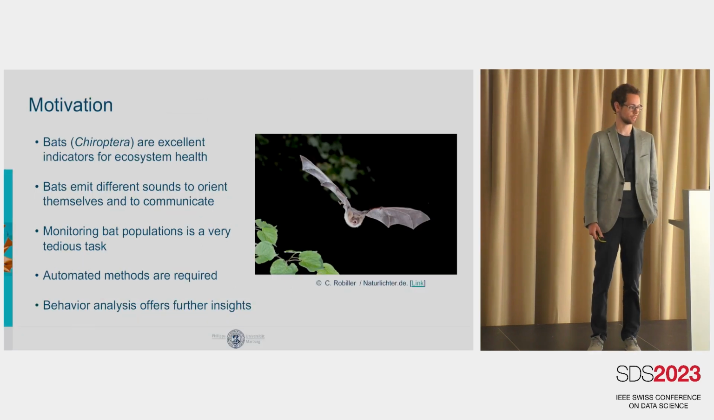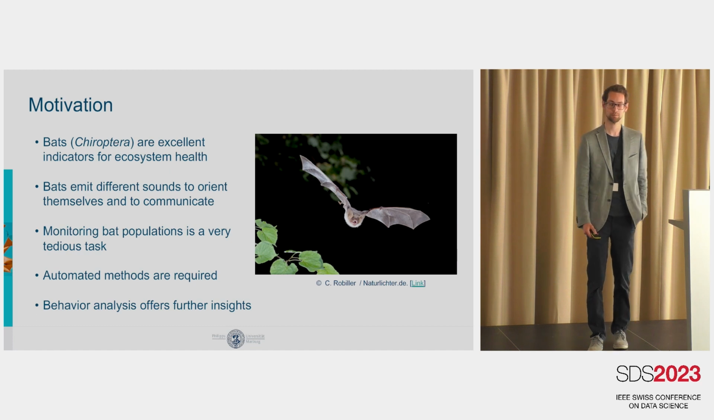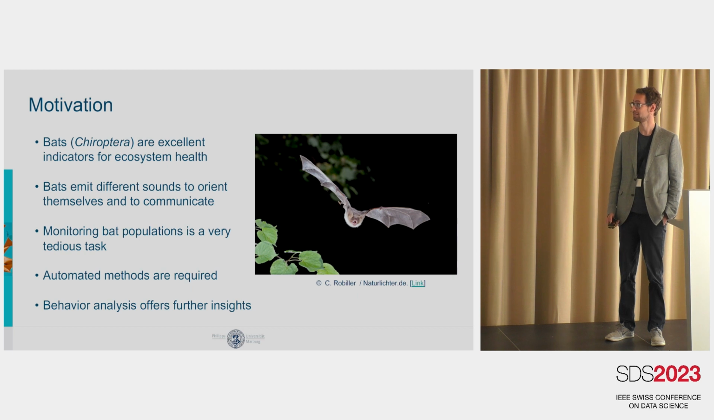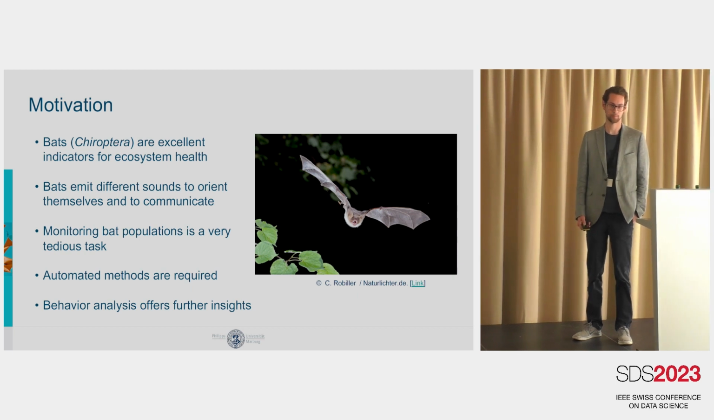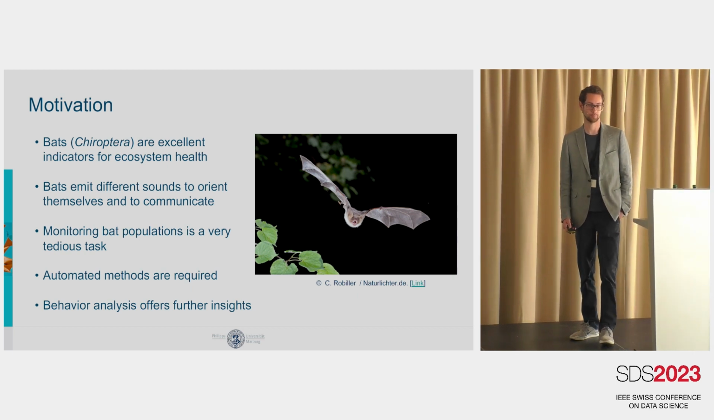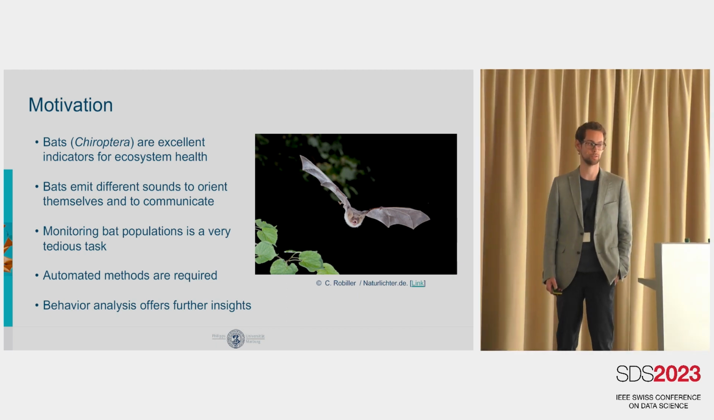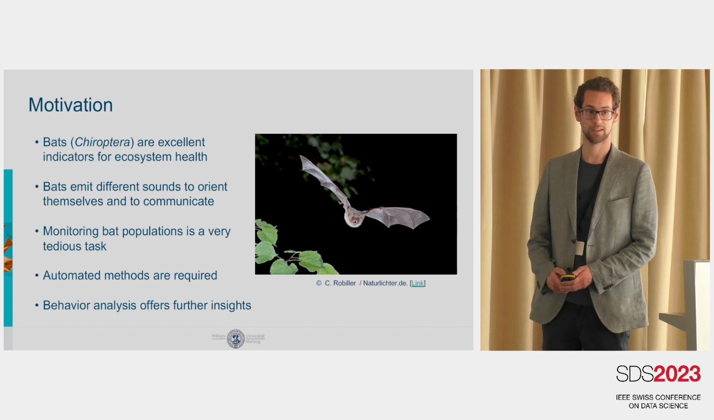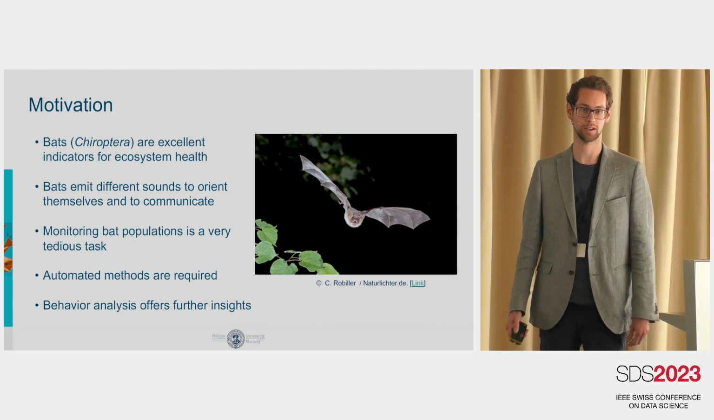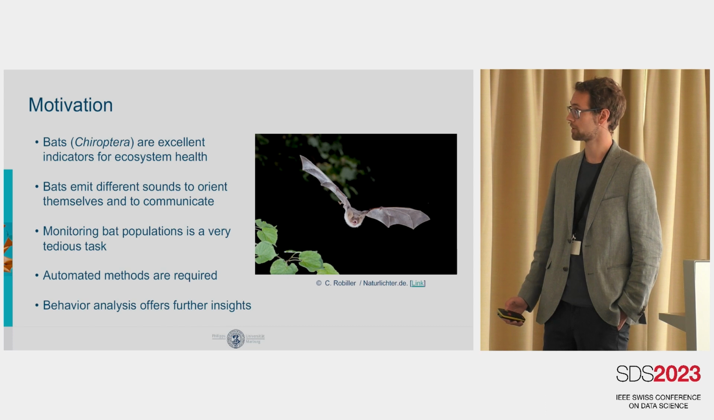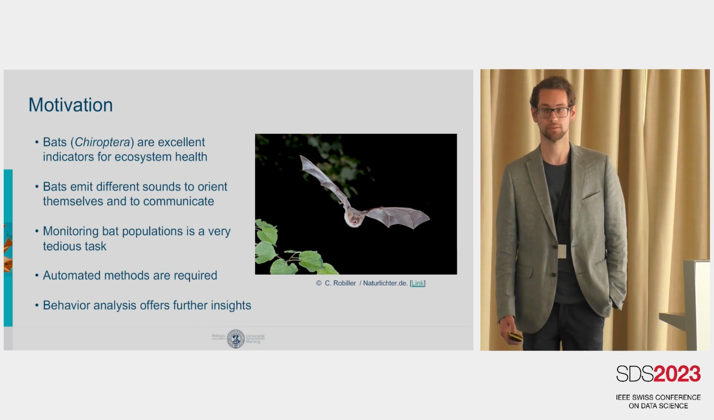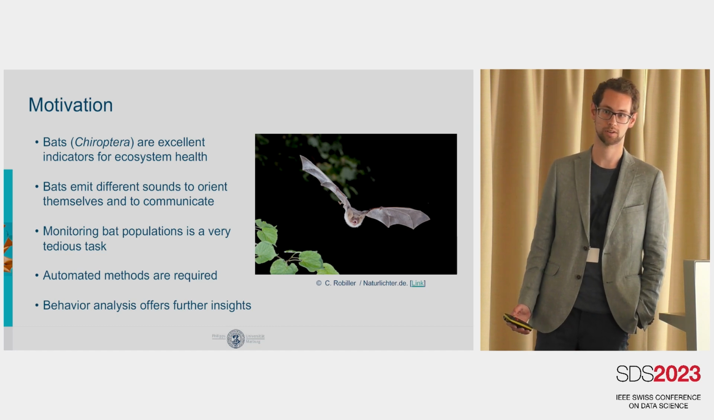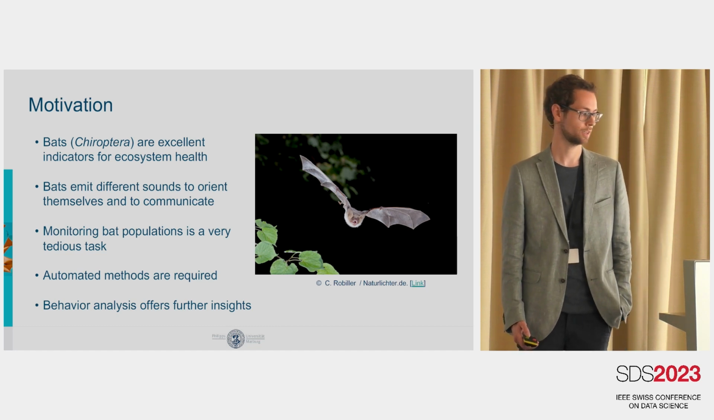So you might ask yourself, why should we monitor those tiny flying mammals? Bats are not only one of the most widespread terrestrial mammals around the globe, but they are also excellent bioindicators for ecosystem health, which is also the basis of human life. And they emit different sounds, not only for communication, but also for orientation.